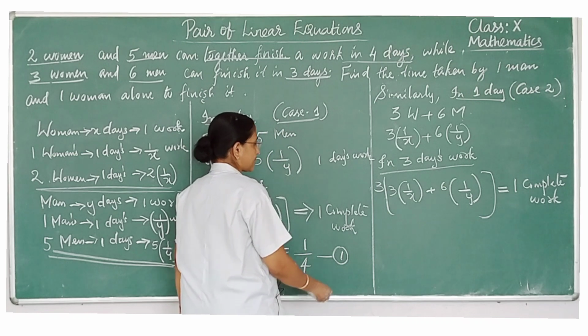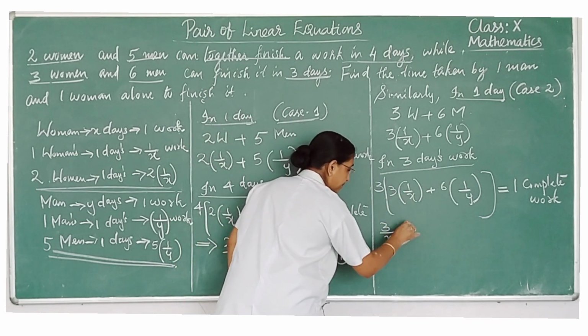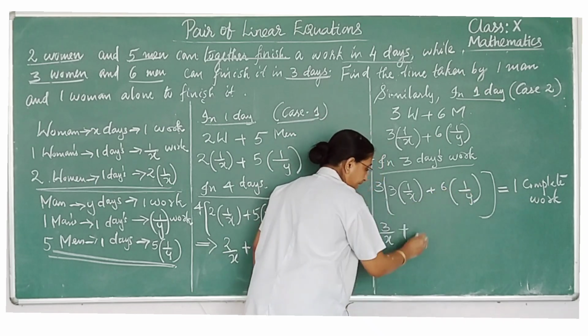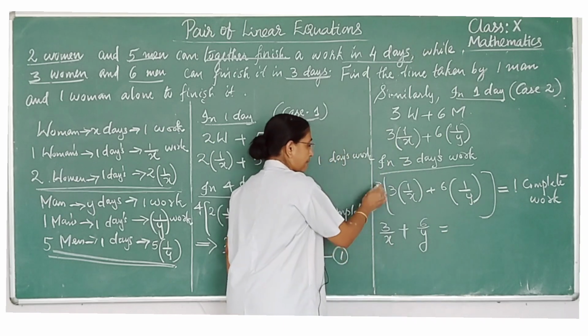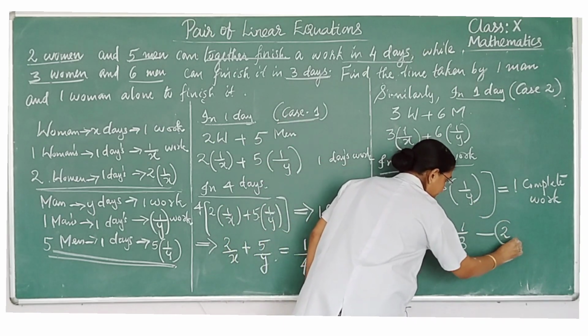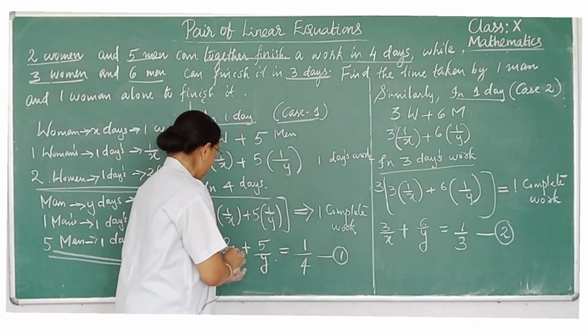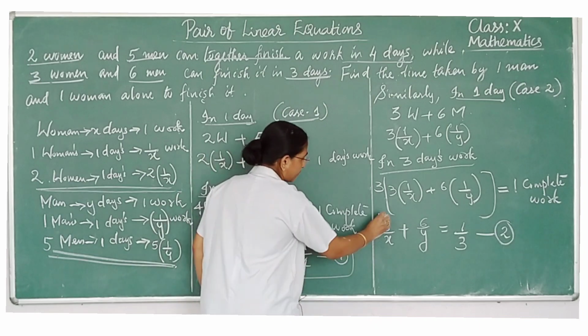Okay, we can frame the equation here. 3 into 1 by x can be replaced by 3 by x plus 6 into 1 by y can be replaced by 6 by y. The right side is 1. The multiplication with 3 goes to the right side and becomes division by 3, which is equation number 2. Now, these are the two equations you need to solve to find the values of x and y.